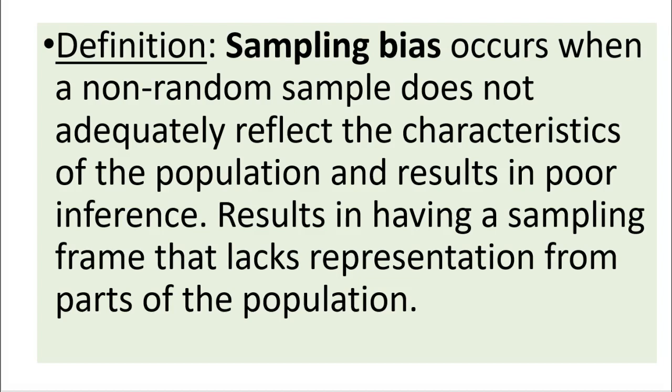Sometimes the conclusions cannot be made about the population of interest. Instead, the conclusions can only be made about a more feasible group from which you can select a sample. As a result, generalizations of the conclusions are limited to the population from which the sample was obtained. Definition: sampling bias. Sampling bias occurs when a non-random sample does not adequately reflect the characteristics of the population and results in poor inference. It results in having a sampling frame that lacks representation from part of its population.